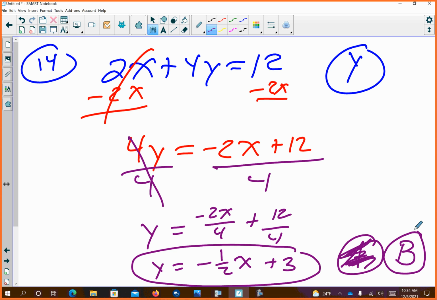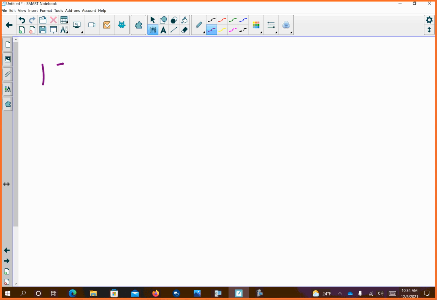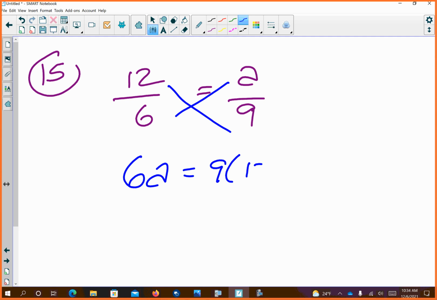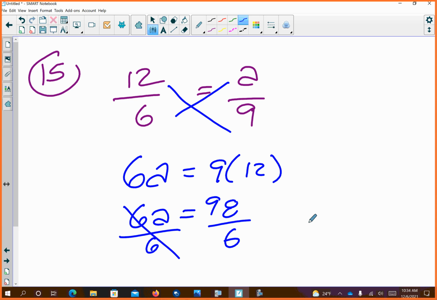All right, number 15, we have a fraction equals a fraction. So I would cross multiply these first. So you're going to get 6a equals 9 times 12. 6a is equal to 9 times 12. Let's see, that's what, 18, carry the 1, 98. Divide by 6. Those cancel. Let's see, 6 goes into 9 once.